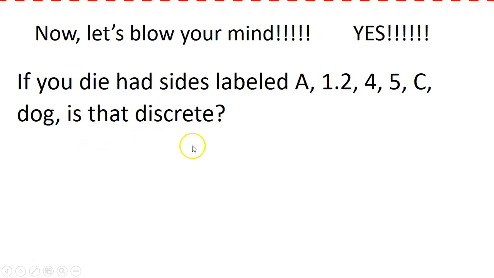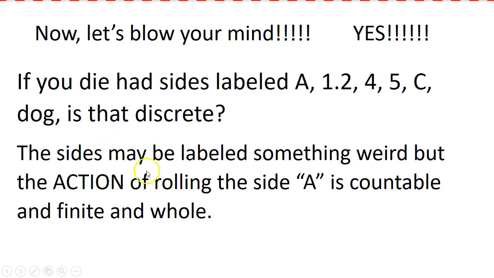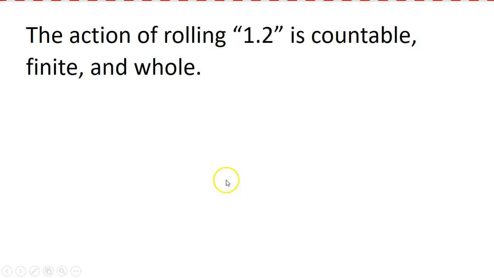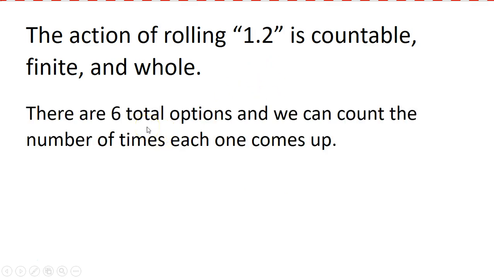The reason why it's discrete is because I can get a finite number of A's, a finite number of 1.2s. I can count the number of 4s or the number of C's or the number of dogs. I can count them. The sides may be labeled something weird, but the action of rolling the side A is countable and finite. So we're more focused on the action and not necessarily the number. The action of rolling 1.2 is countable and finite and whole. This is another one of those trick questions that they'll try to get you on the AP exam. So that's why I need to make sure you're paying attention to it.